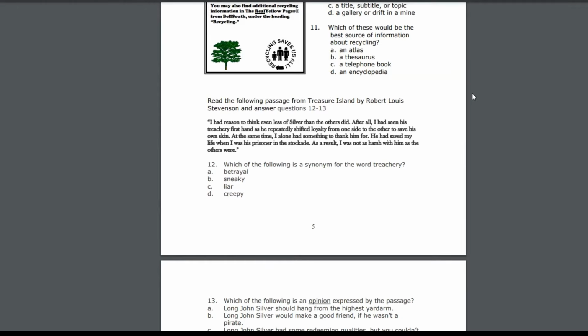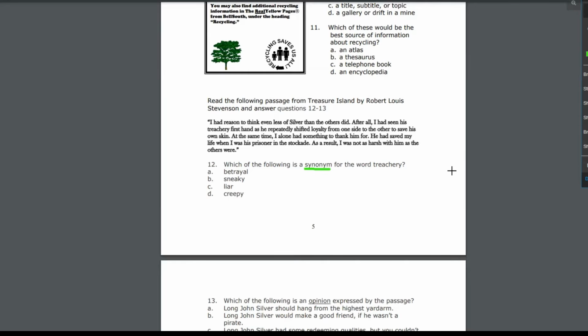All right, so for this one, they just gave us one paragraph, and then we have to answer 2 questions about it. Number 12 says, which of the following is a synonym for the word treachery? Make note that you understand what a synonym is, as well as what an antonym is. A synonym is a word that means the same as another word, and an antonym is a word that means the opposite. So we just need to know what means the same thing as being treacherous.